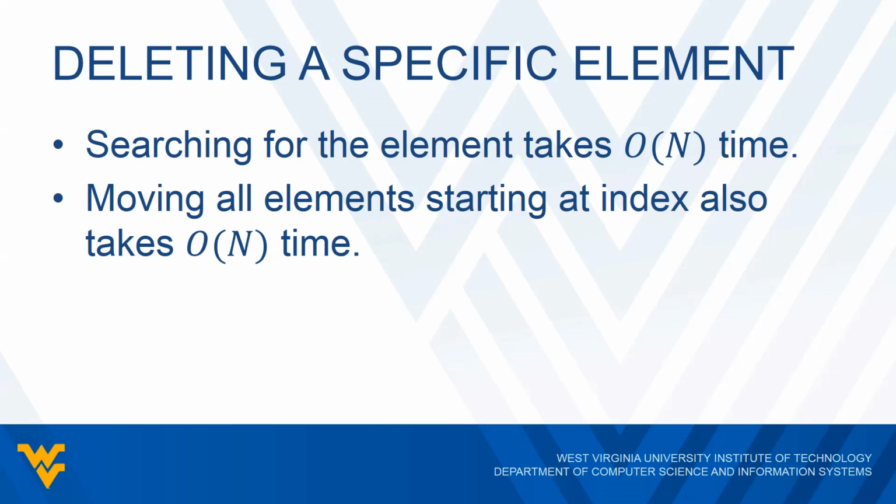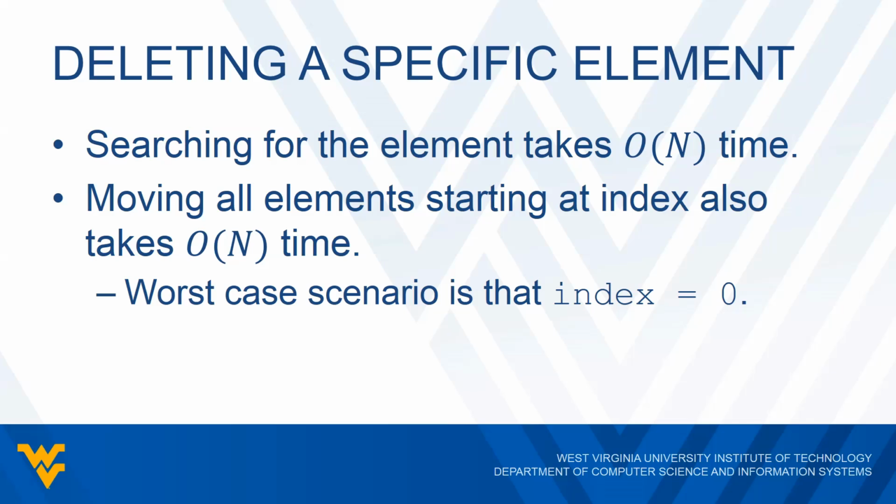And that's because we have to consider the worst case scenario, which is the index is at 0. So if the item that we want to delete is the first element in the array, it's no different than deleting at the beginning of the array, where we have to move all of the other elements. So that means the total time for deleting at some specific spot is going to be O of n time.